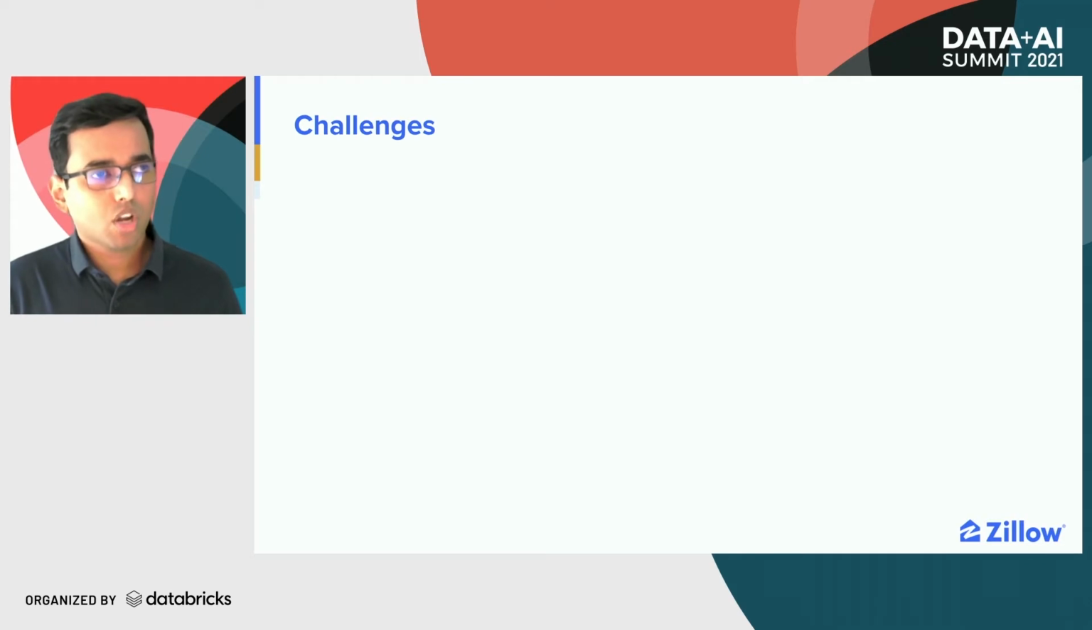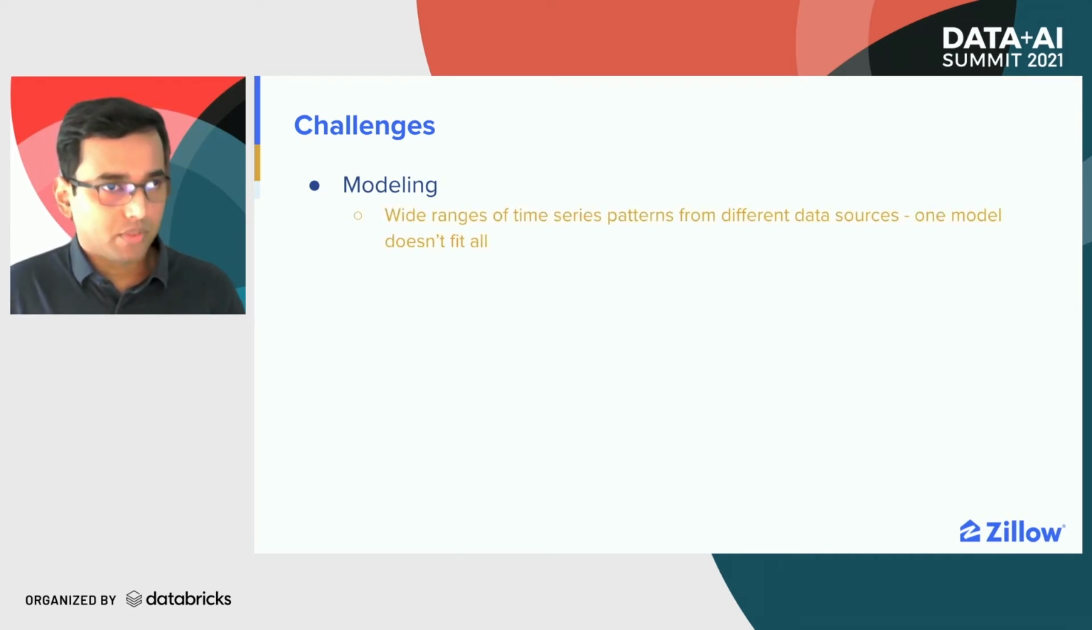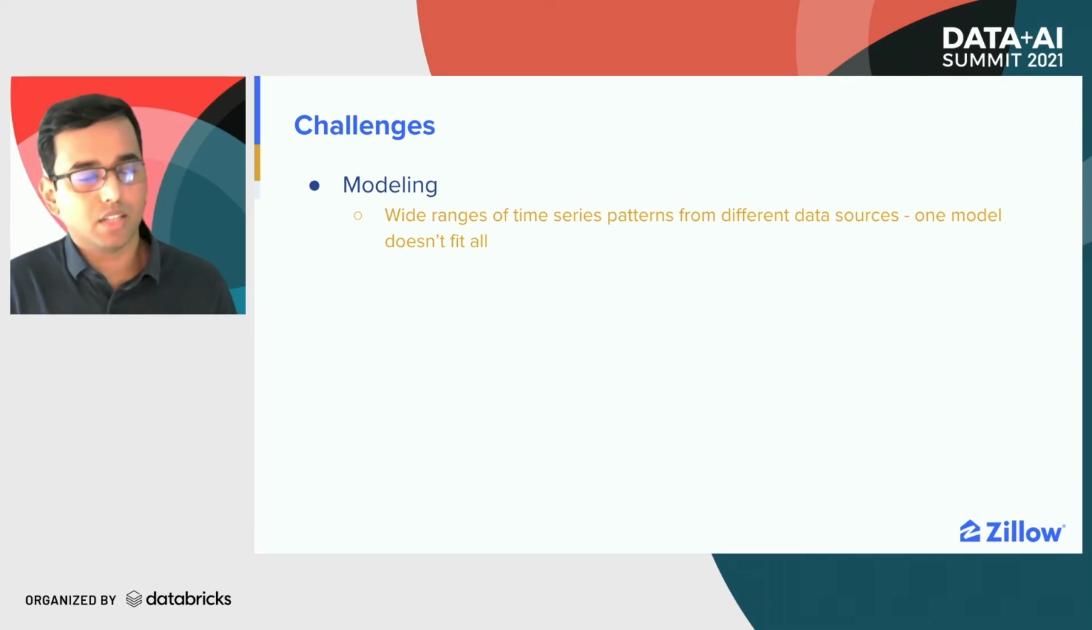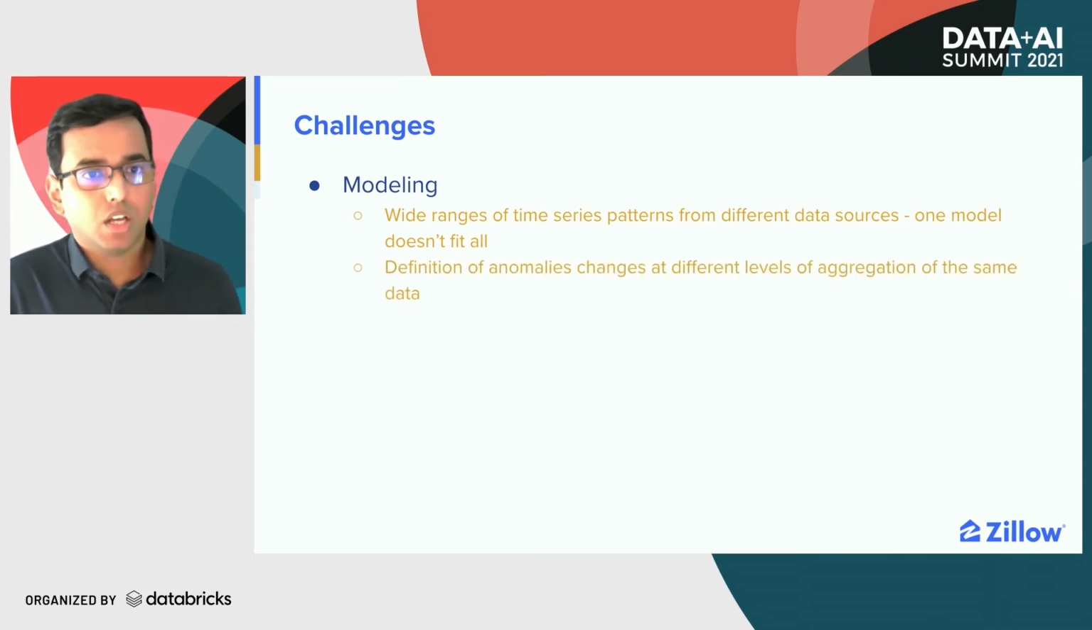So let's talk about the challenges that we face due to the contextual problem I mentioned before. All of this context from the previous slide creates challenges for the modeling part, because there is no one model that can fit all the problems I mentioned. There are different time series with different patterns, and you need different models for them. Also, the definition of anomalies changes for different levels of aggregation. For example, you might want to observe user traffic per second, or you might want to observe it per day. And the pattern of anomaly changes a lot in terms of the modeling context.